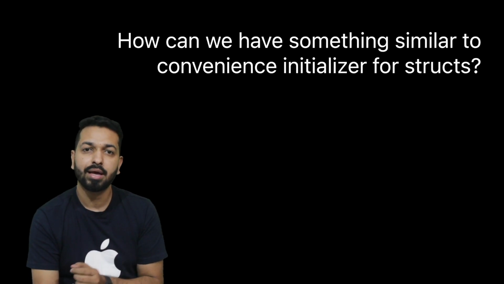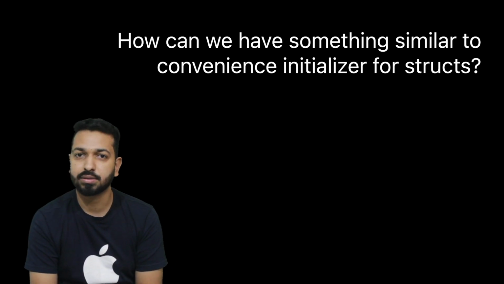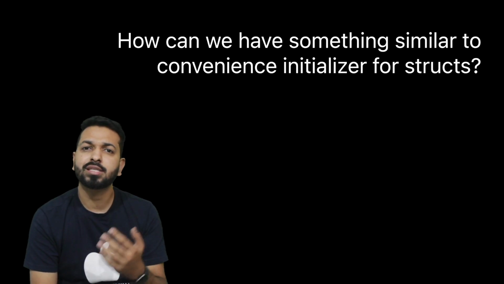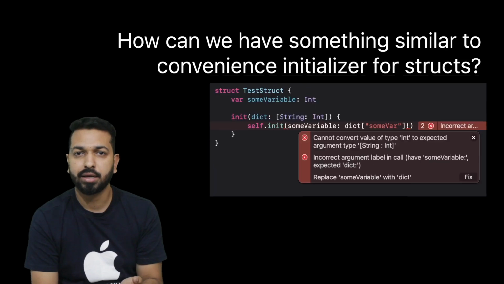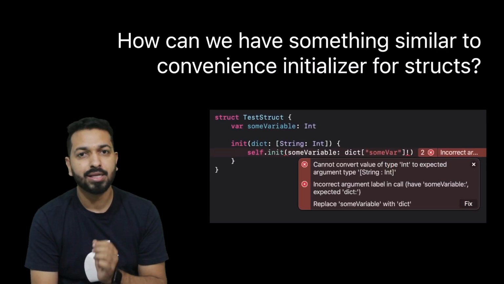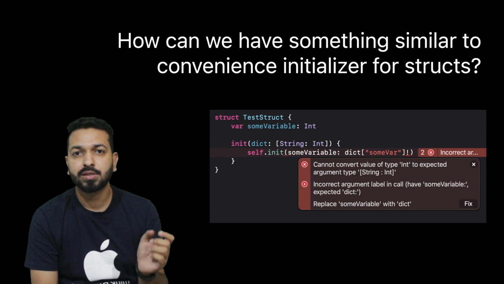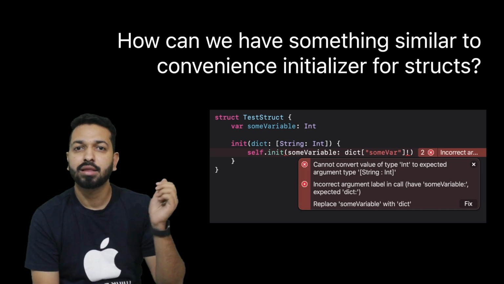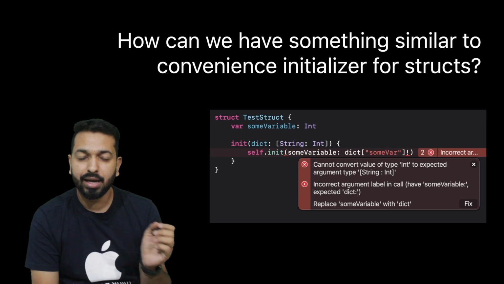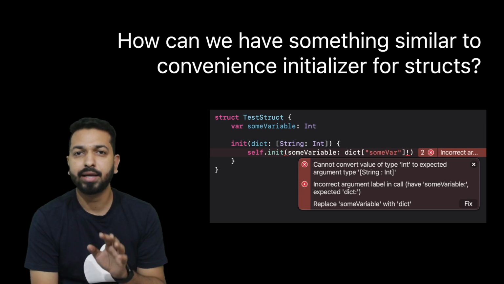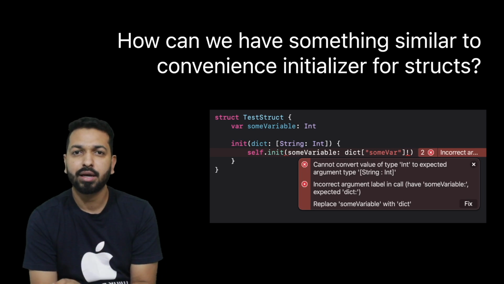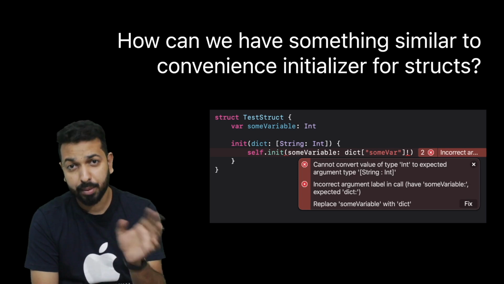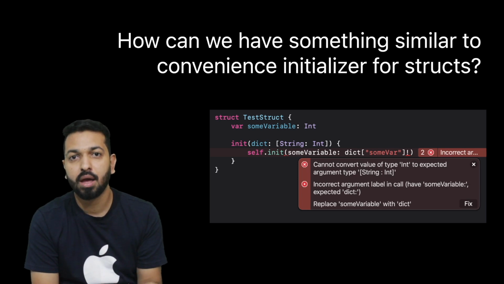Now another follow-up question to the same thing is how can we have something similar to a convenience initializer for structs? For classes, we have convenience initializers. We can call one initializer from another and deal with the initialization accordingly. But what if we want the same behavior in a struct? If you do not understand that, what I mean to say is, let's say we have a test struct. I have a property, some variable, in it, and in the initialization I want a dictionary to be passed as a parameter, and then I will get the value from the dictionary, and then I want to call self.init for initializing the variable some variable. I'll get an error, incorrect argument label, because that is not the default initializer. If you didn't get it, pause the video and think about it for a while. What I want here is to initialize my property, some variable, by passing a dictionary and then calling the self initializer, the member-wise initializer that has been provided to me by the struct itself. How can we do that?